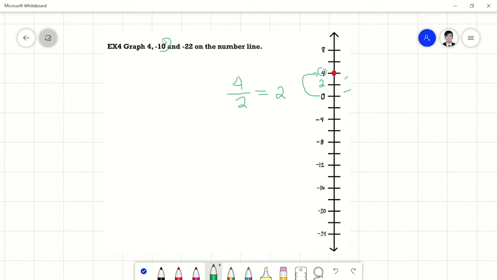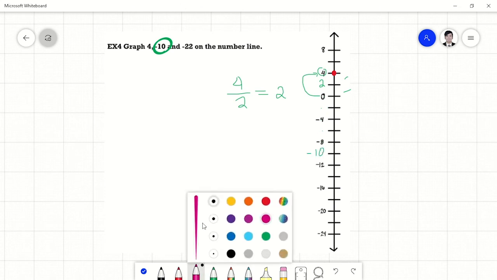But since we're looking for -10, we have to move downwards. From 0, -2, -4, -6, -8, -10. So here is the location of -10. And finally, we can graph -10 now using a point.